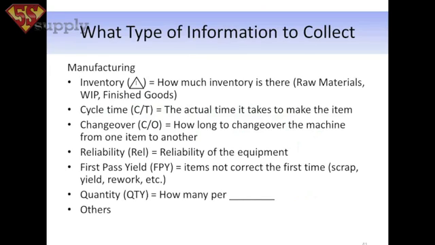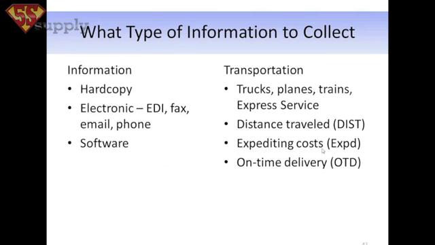So once again, in the manufacturing areas, we'll look for how much inventory or WIP is sitting around, finished goods or raw materials, the cycle time of equipment, changeover on the equipment, reliability of the equipment, and once again, you can substitute uptime or downtime or OEE, first pass yield and quantity. Plus, we usually want to know the number of operators and operators per shift. Information might include information flow, hard copy, which is usually just a straight arrow, electronic information, which in the old days was EDI, fax, emails, phones, what software you might use, and then when you move stuff around, is it planes, trains, and automobiles?